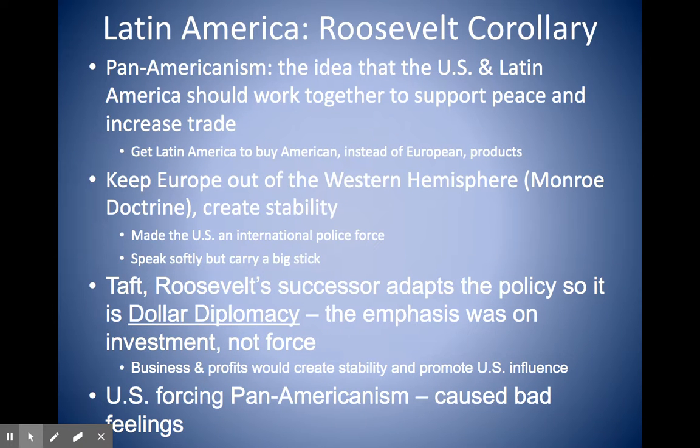And we haven't talked about Teddy Roosevelt as a president yet. We'll talk about that when we get to the progressive period. But know that Teddy Roosevelt comes in as president, and he had been very much influenced by naval power and that sort of thing. And so when he's president, he's going to advocate this idea that the U.S. and Latin America should work together. And he's going to kind of build on the Monroe Doctrine.